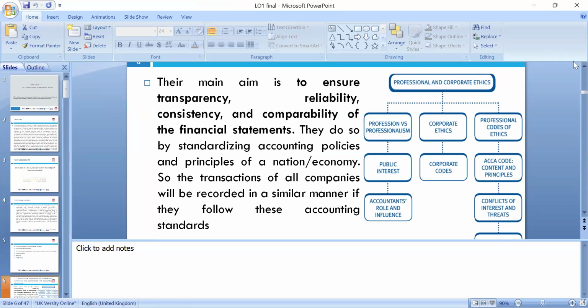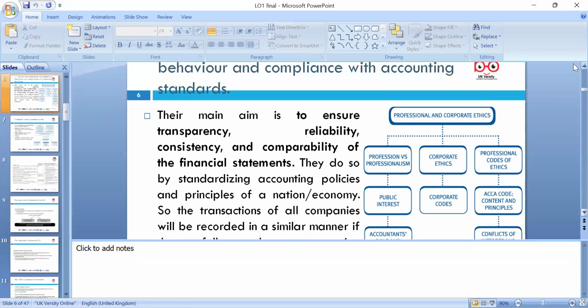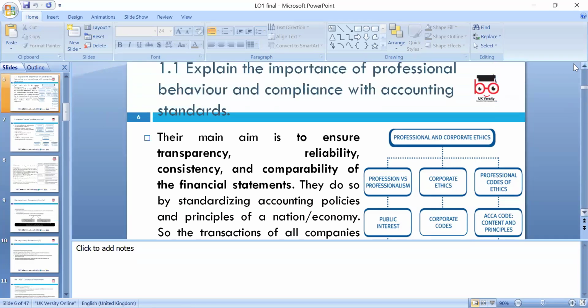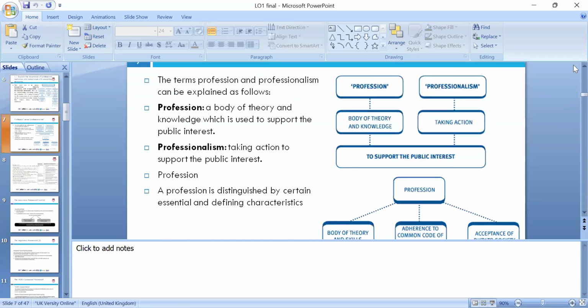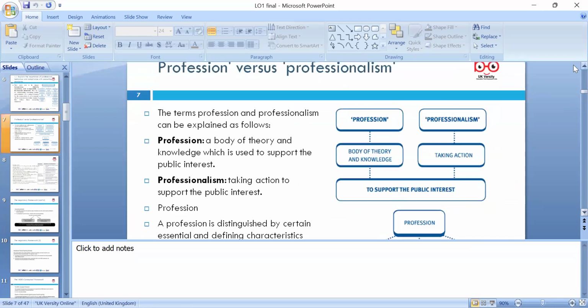So the transactions of all the companies will be recorded in a similar manner if they follow accounting standards. Yes, because it is international, companies have offices throughout the world and their standards should be in line. Okay, then we had the discussion of profession and professionalism.